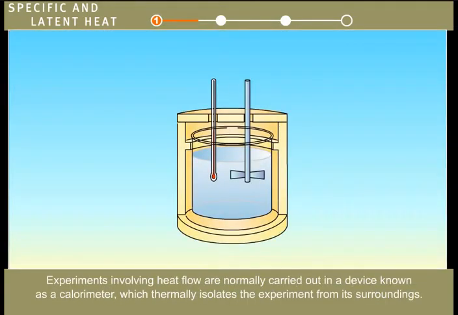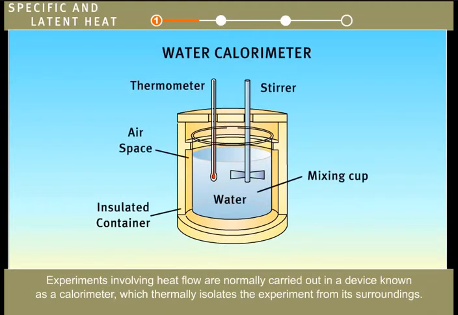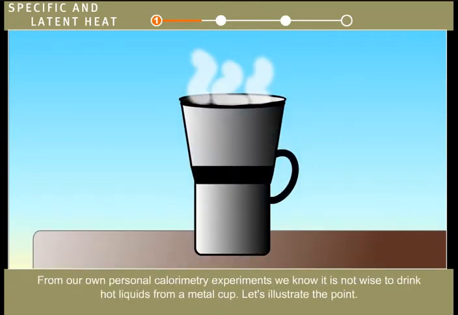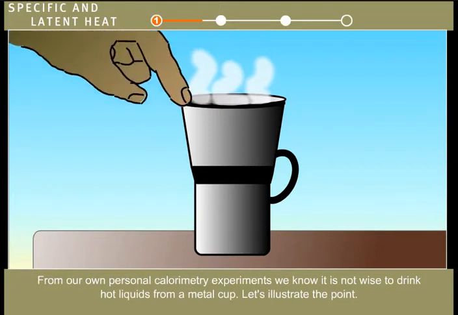Experiments involving heat flow are normally carried out in a device known as a calorimeter, which thermally isolates the experiment from its surroundings. The calorimeter usually measures a temperature change in the system caused by the experiment. From our own personal calorimetry experiments, we know it is not wise to drink hot liquids from a metal cup.